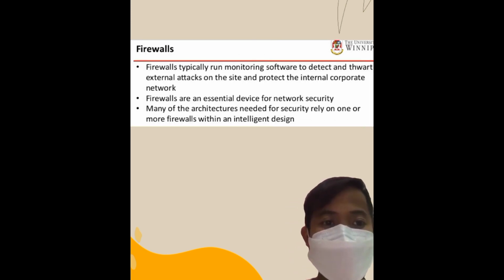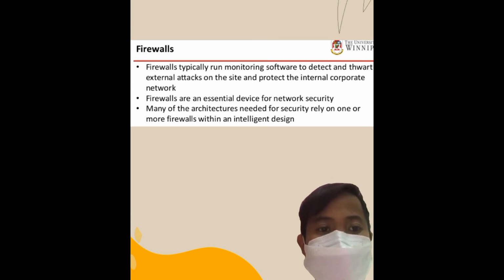Firewall. A firewall typically runs monitoring software to detect and thwart external attacks on the site and protects the internal corporate networks. Firewalls are an essential device for network security. Many of the architectures needed for security rely on one or more firewalls with an intelligence device.